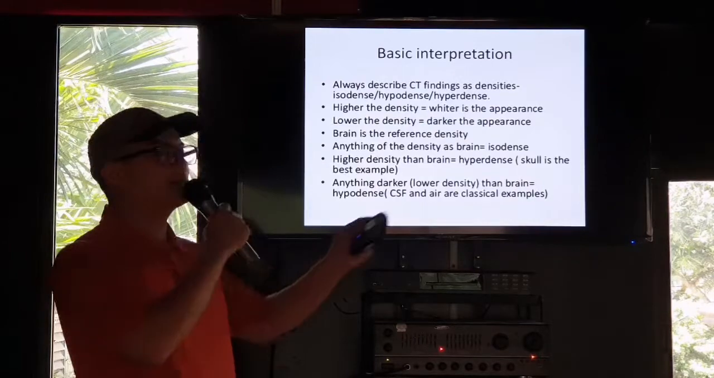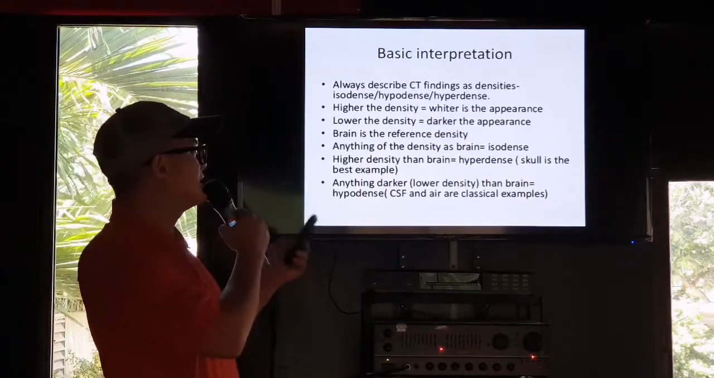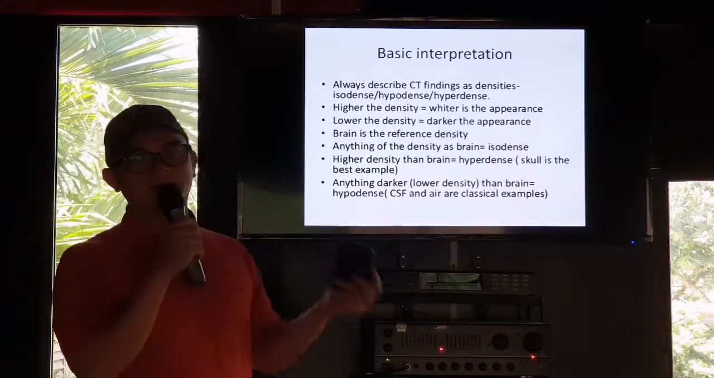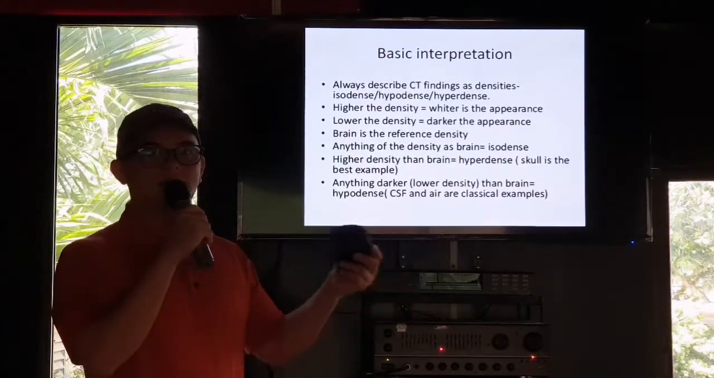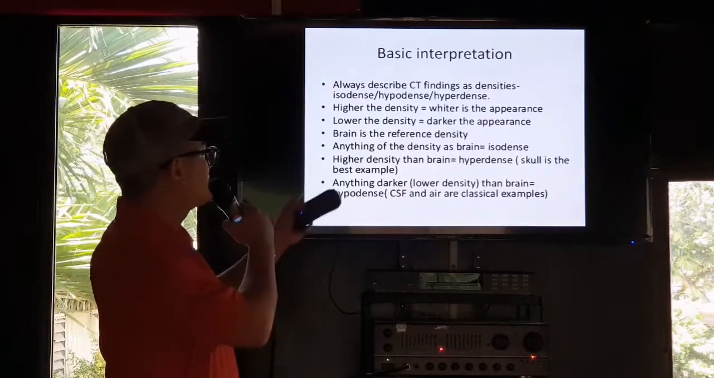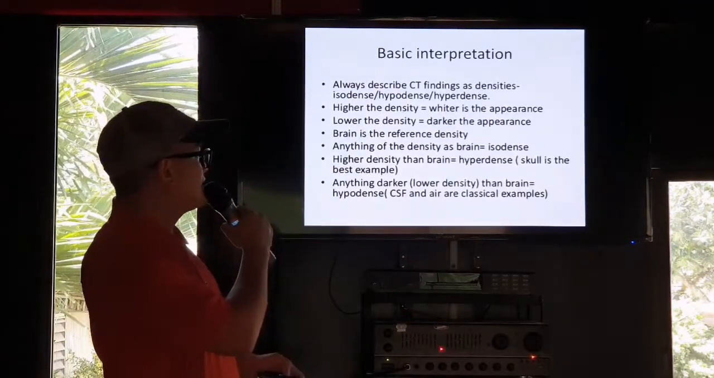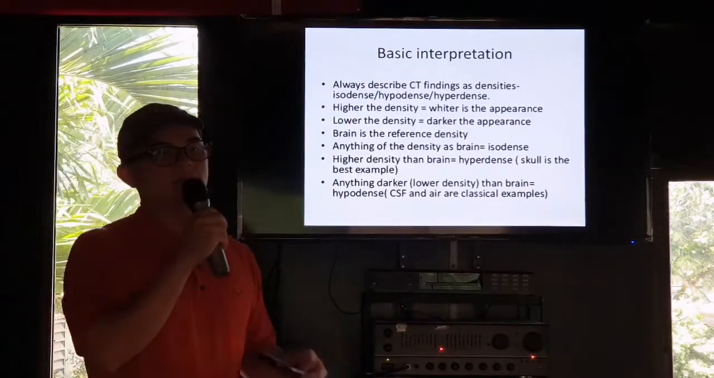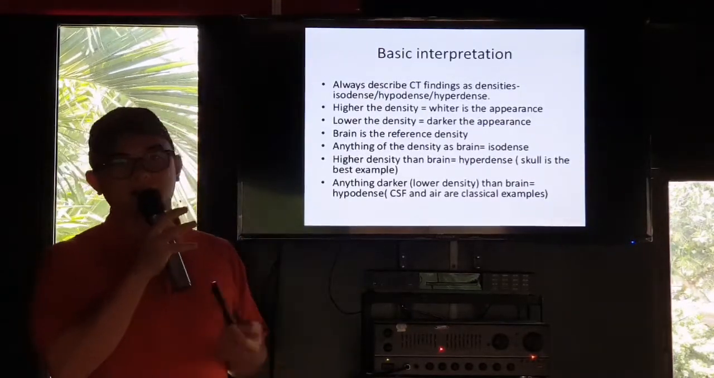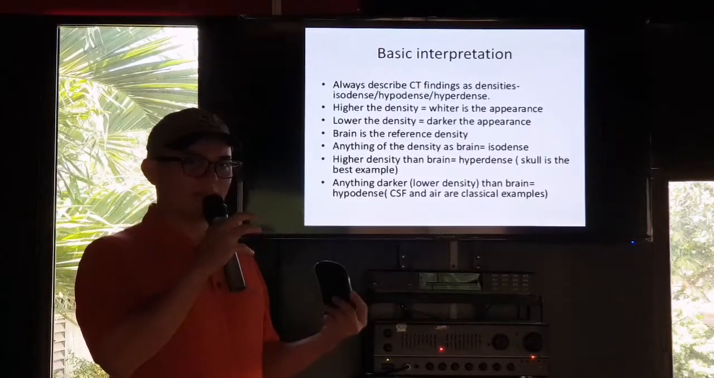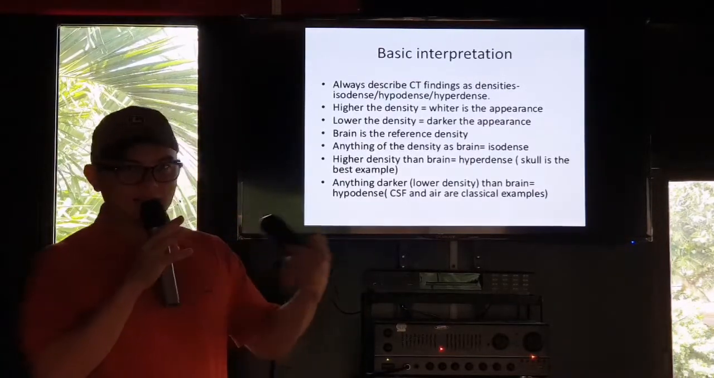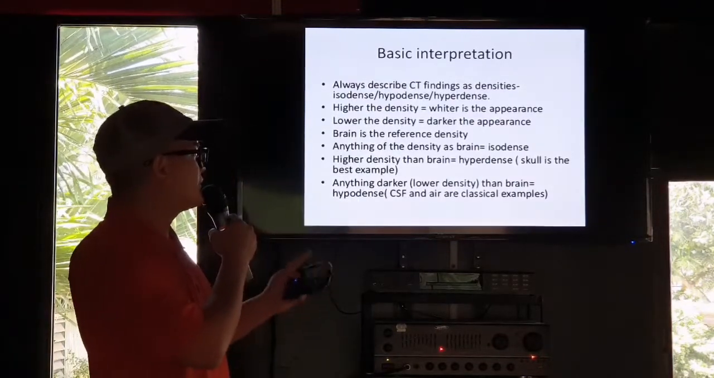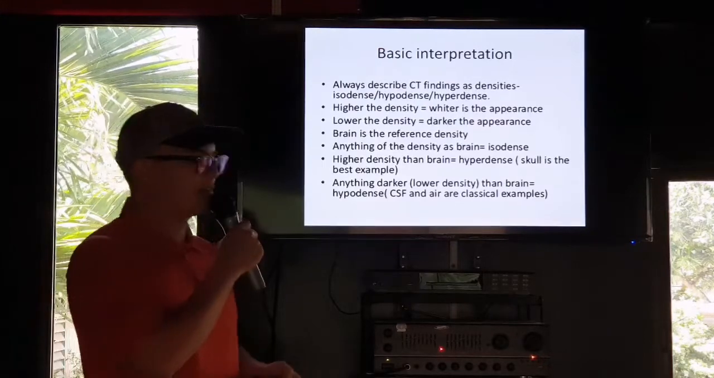Anything whiter in appearance than the brain is higher density, meaning hyperdense. Okay, and anything lower in appearance than the brain is considered hypodense. Okay? Higher density than the brain usually is the skull. Of course, the skull is made up of bone, and thus it has a lot of calcium, and it absorbs the X-rays and does not let them pass through.